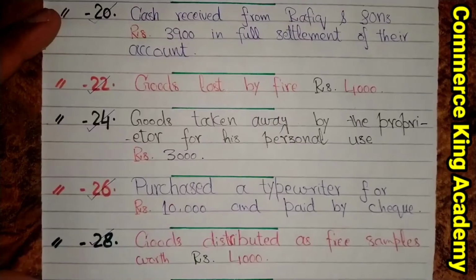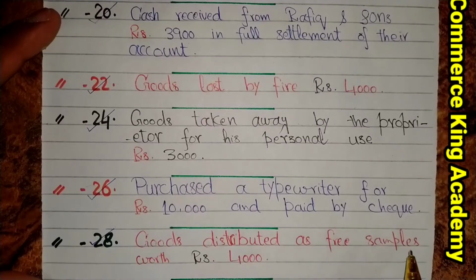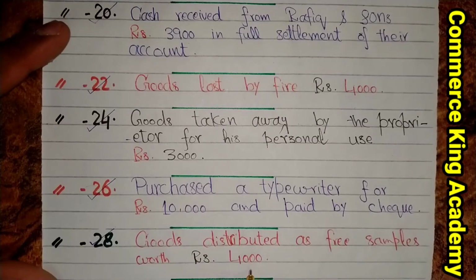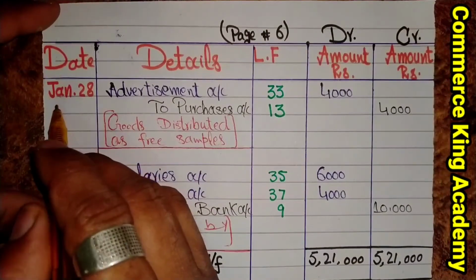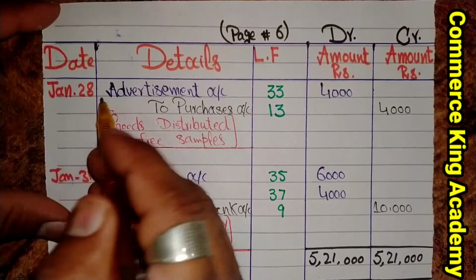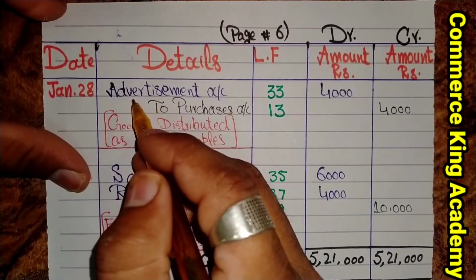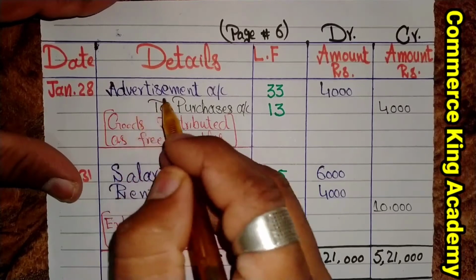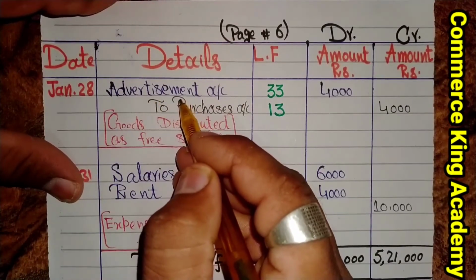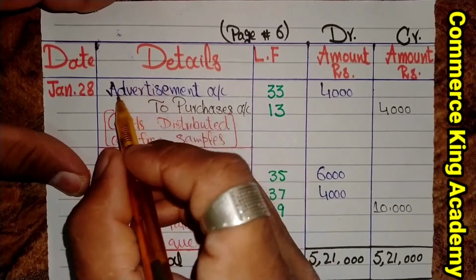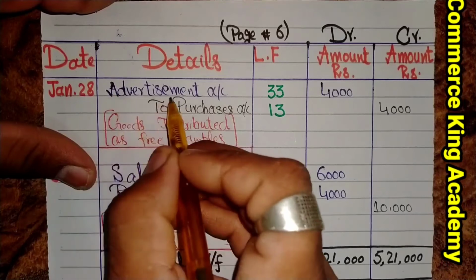Details: bought typewriter and paid the amount by check. Okay. The next transaction is Jan 28, goods distributed as free samples worth 4,000 rupees. So this is the journal entry of this transaction, Jan 28. The purpose of giving free samples is ultimately advertisement of the business or its products or goods. Okay, so we will give free samples the name advertisement account.